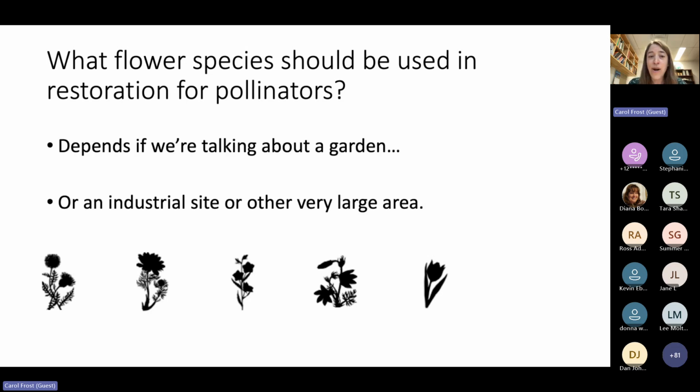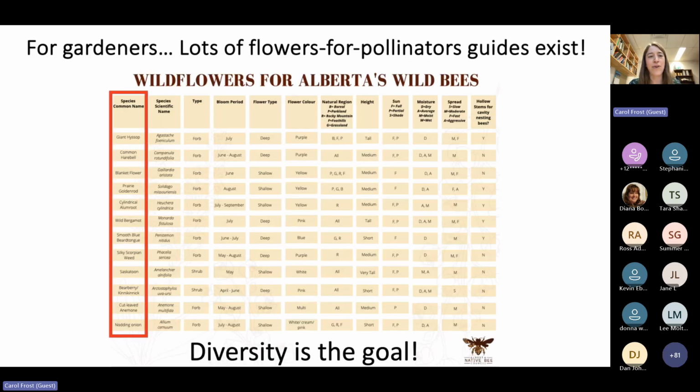Now the answer to this depends on whether we're talking about a garden, whether you're planting just a small area that you want to be an area that provides flowers for pollinators, or whether you're talking about an industrial site or other very large area. Now, if you're just talking about a garden, so a small area, lots of flower lists for pollinators exist. And this is an example put out by the Alberta Native Bee Council that is suggesting wildflowers to plant for Alberta's wild bees. And so I've drawn a red box around the species suggested, and then it gives information like the bloom period, flower type, growing conditions.